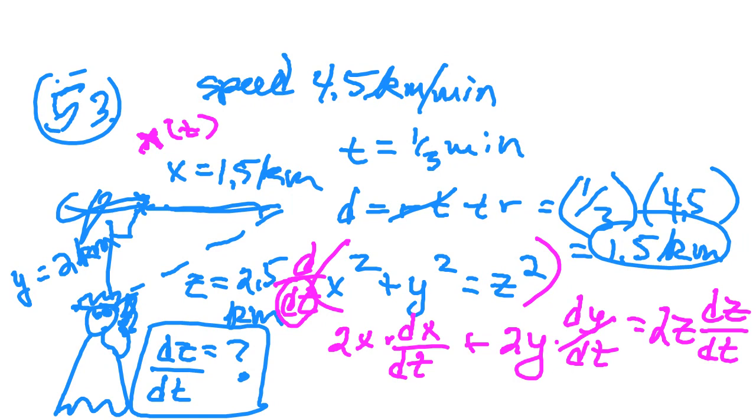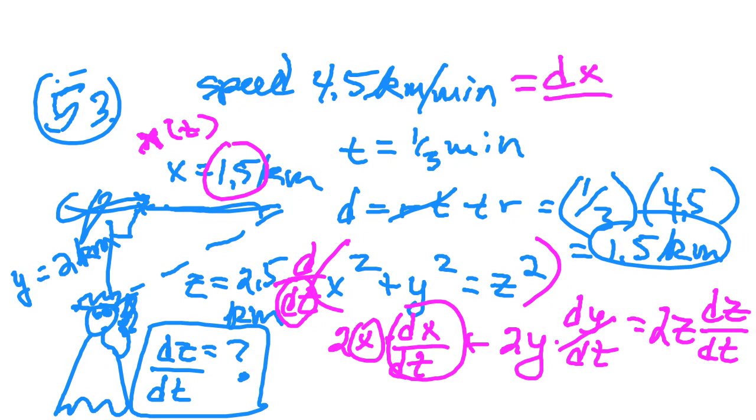So we have all this. Of course, we have things that we can plug in. So this x we know to be 1.5 kilometers. dx/dt we're actually given. So that is the speed, and it's positive. So it's going to the right. So it's a constant rate of change, but it's also the instantaneous rate of change of speed. So dx/dt, positive just means moving right, but is 4.5. We can plug that in.